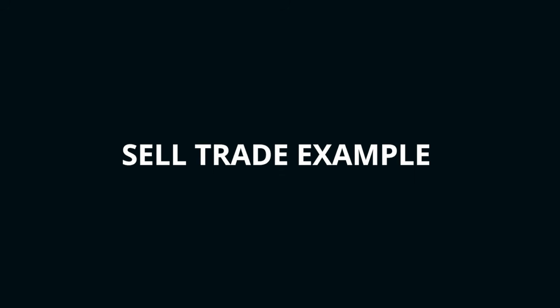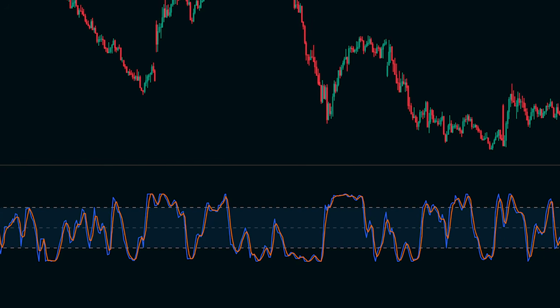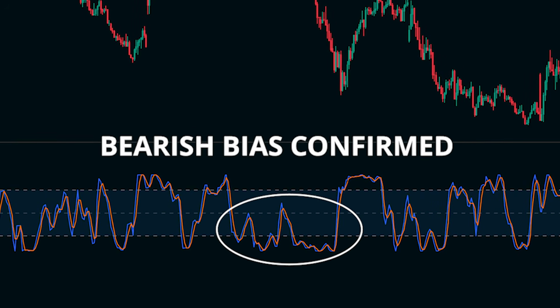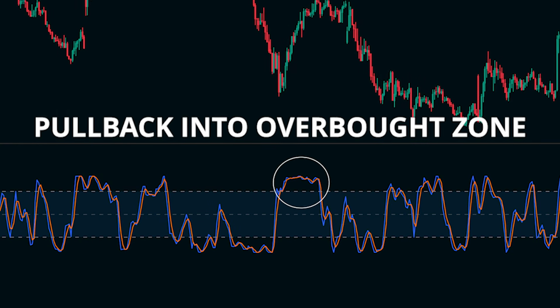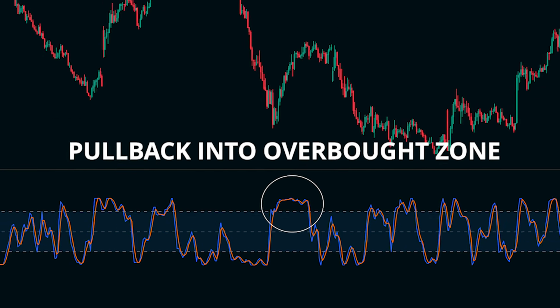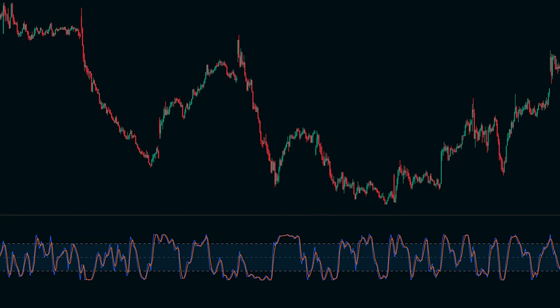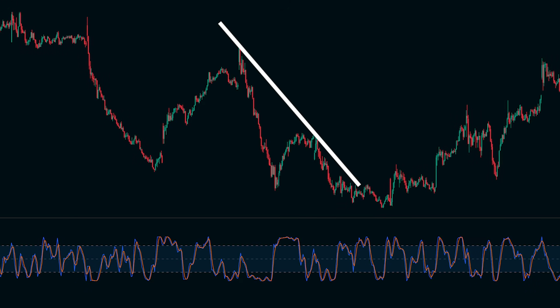Here is a sell trade example. The session downtrend is confirmed. Stochastic RSI has been consistently making moves below 50. Price rallies and stochastic RSI moves into the overbought zone, with both %K and %D rising above 80. Price is simultaneously at a resistance level from the previous session.